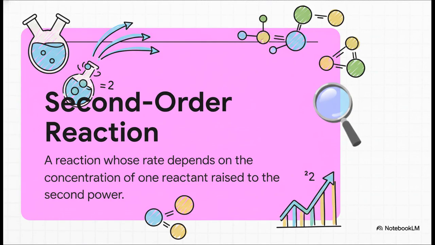So what does second order actually mean? Well, it means the reaction speed is incredibly sensitive to concentration. If you double the concentration of the ammonium cyanate, the reaction doesn't just go twice as fast. It goes 4 times as fast. The rate is proportional to the concentration squared.